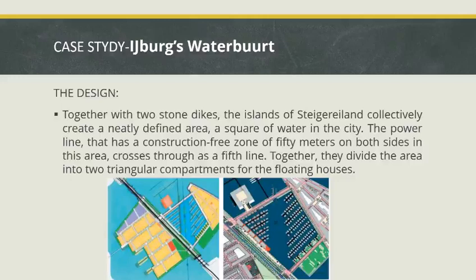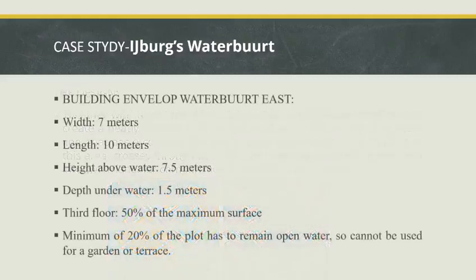And the next slide is building envelope. Waterbuurt is width 7 meters, length 10 meters, height above water 7.5 meters, depth underwater 1.5 meters, third floor 50% of maximum surface. A minimum of 20% of the plot has to remain open water, so it cannot be used for a garden or terrace.